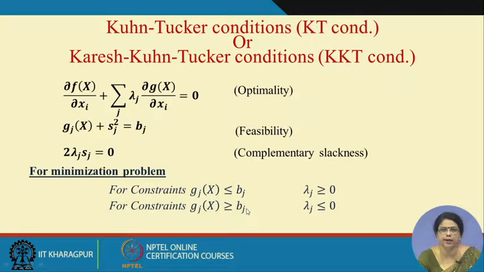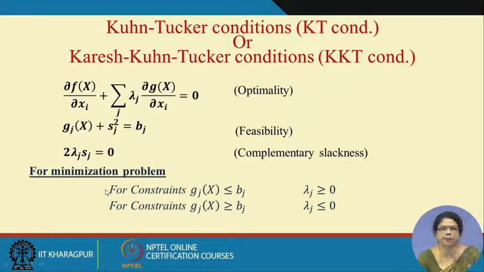Now, I have already explained that depending on the sign of the KKT multiplier, we will get the KKT conditions, but these are all necessary conditions, these are not sufficient conditions. Now, these conditions will be sufficient conditions under certain conditions. I will go through that.